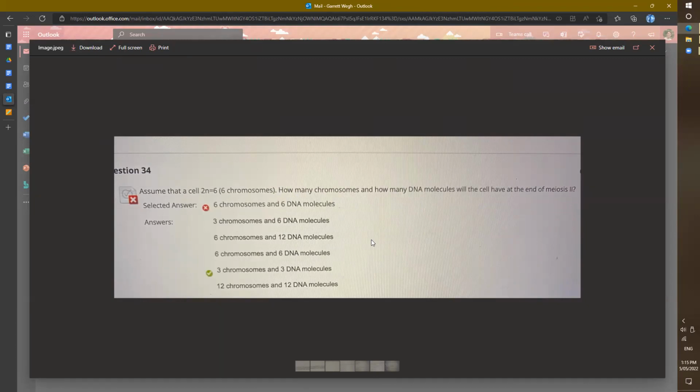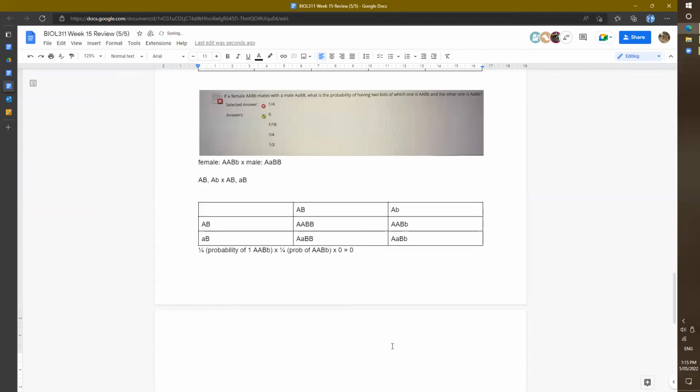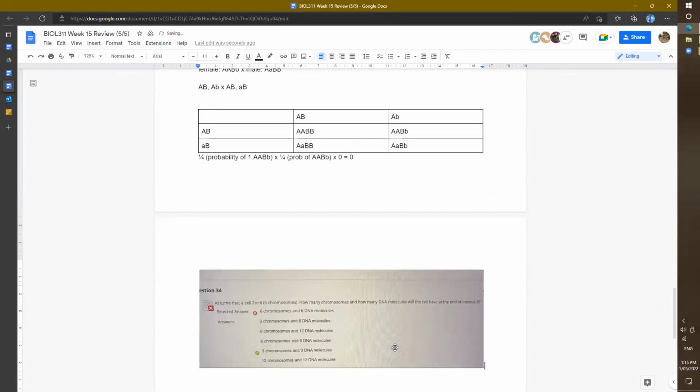And Sim, feel free to take over if you ever want to. Number of chromosomes. Well, yes, that is what it's asking for. But like, how do we go about doing this? What concept are we going to have to revisit in order to answer this question? Yep, very good, Casey. It is meiosis.